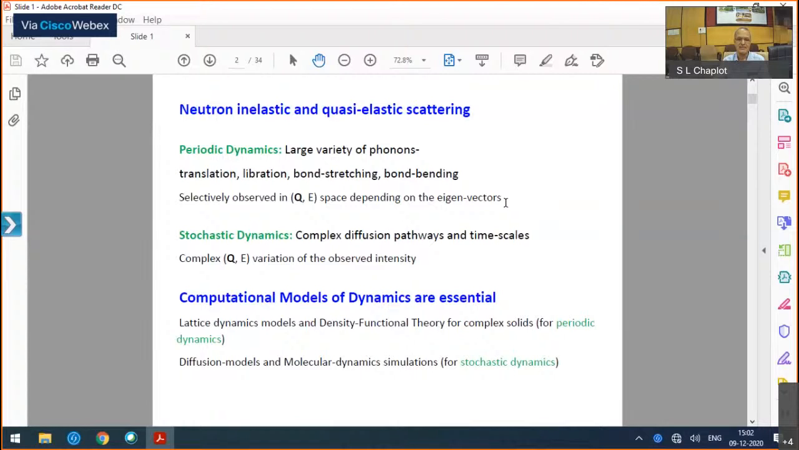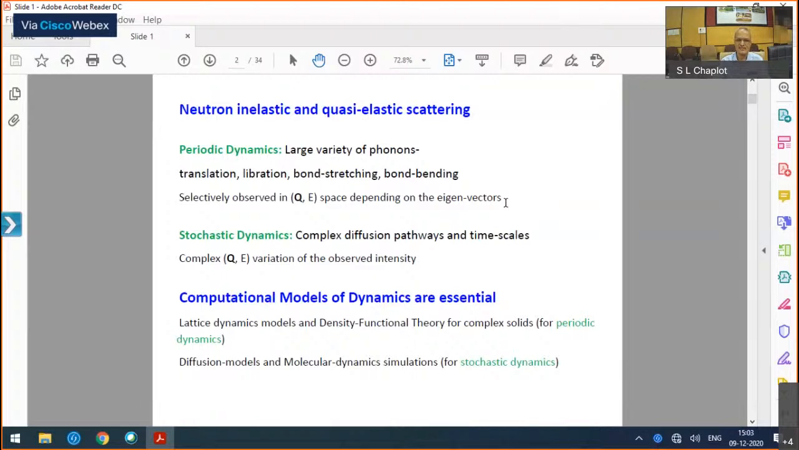You will know the eigenvectors. No, we will come to that. Phonon eigenvectors or phonon polarization vectors give the nature of the atomic displacements that are involved in the phonon vibration. We'll come into more detail.